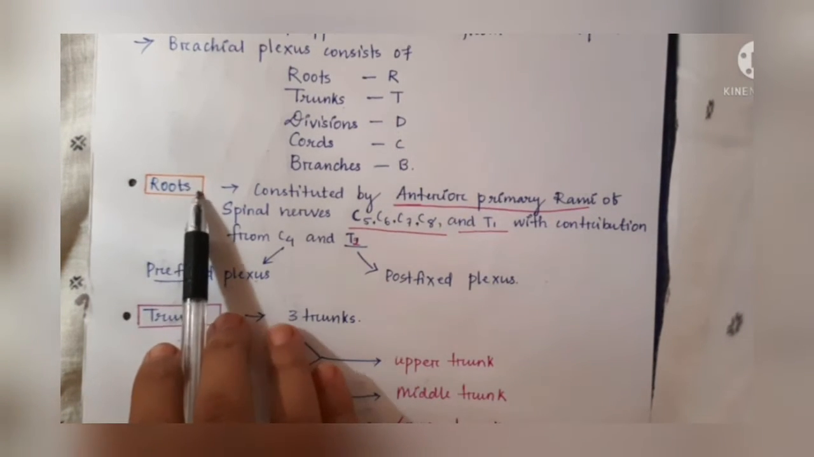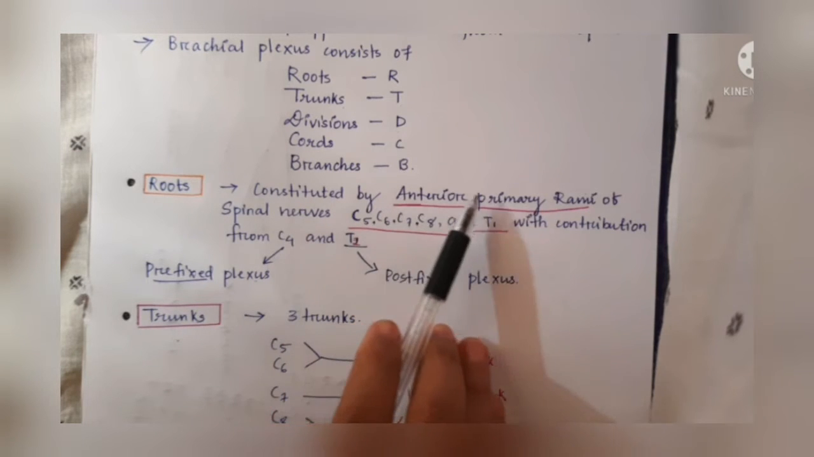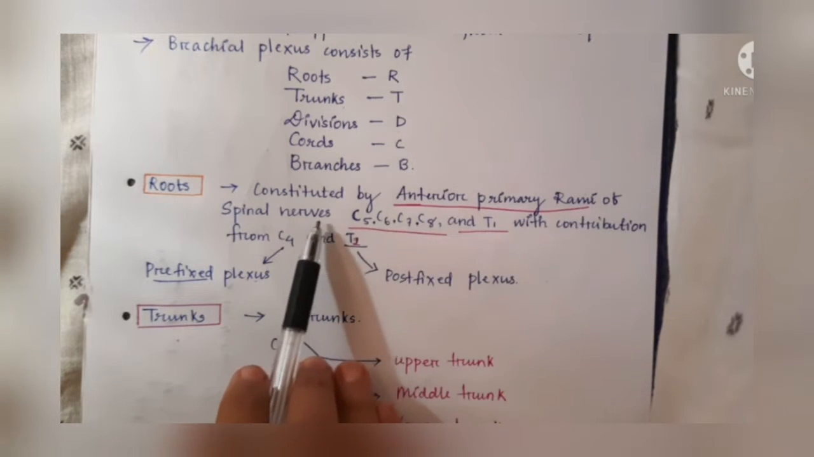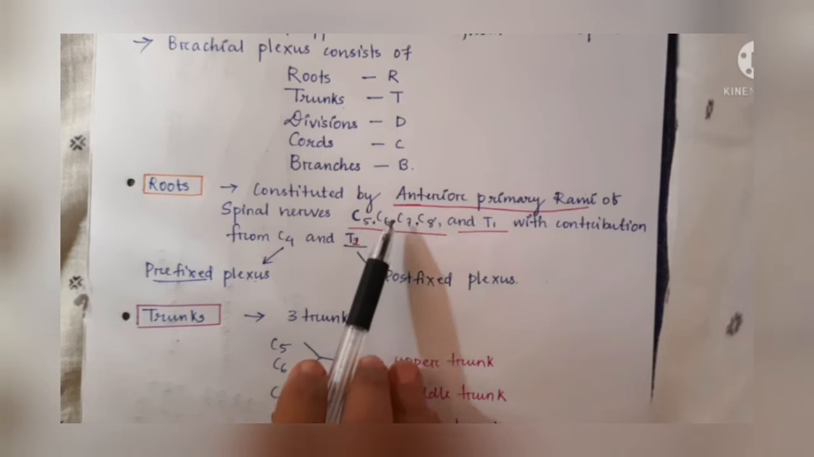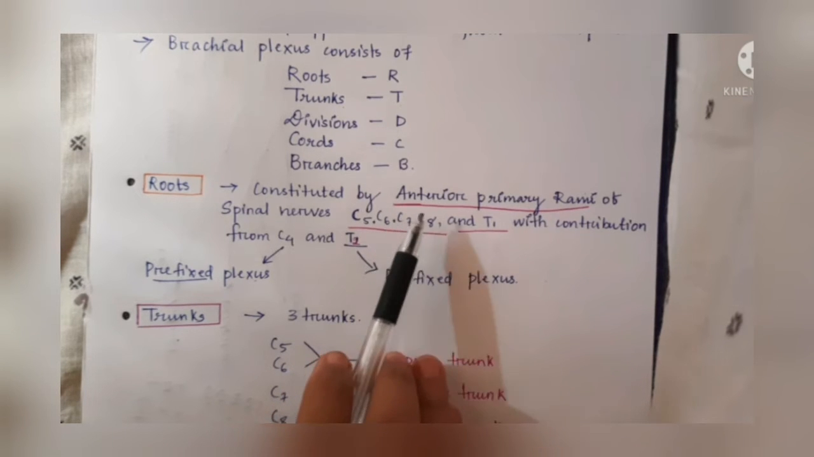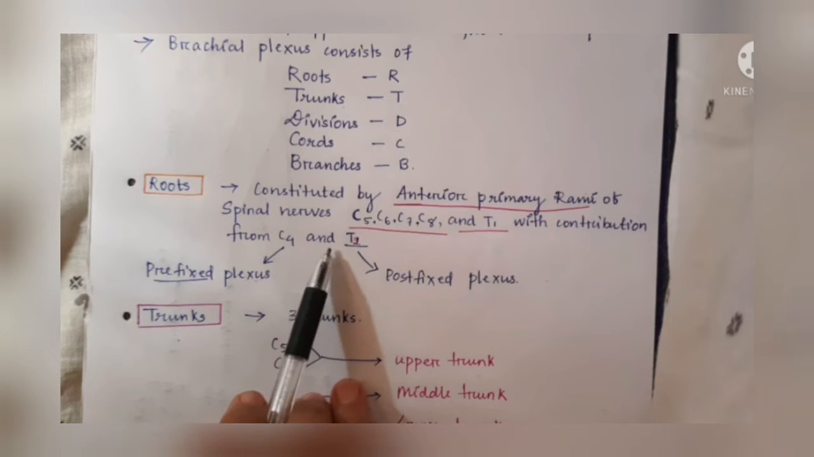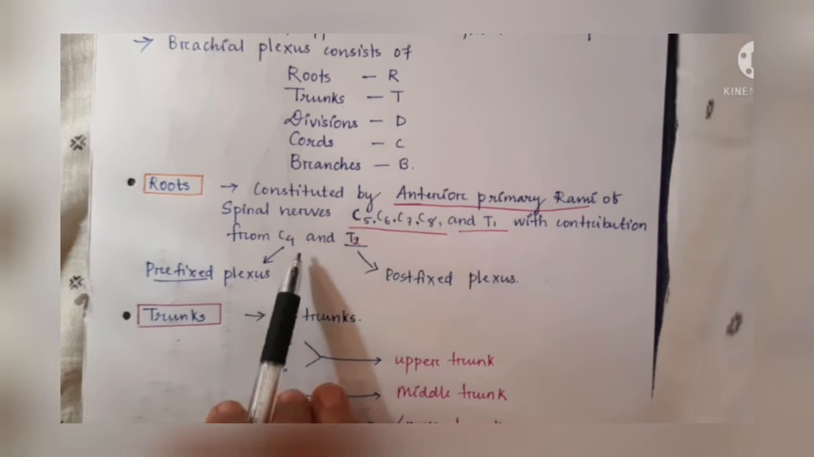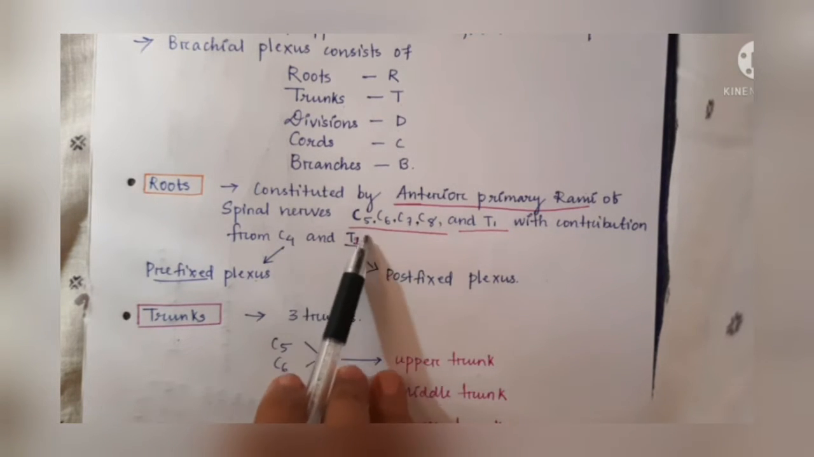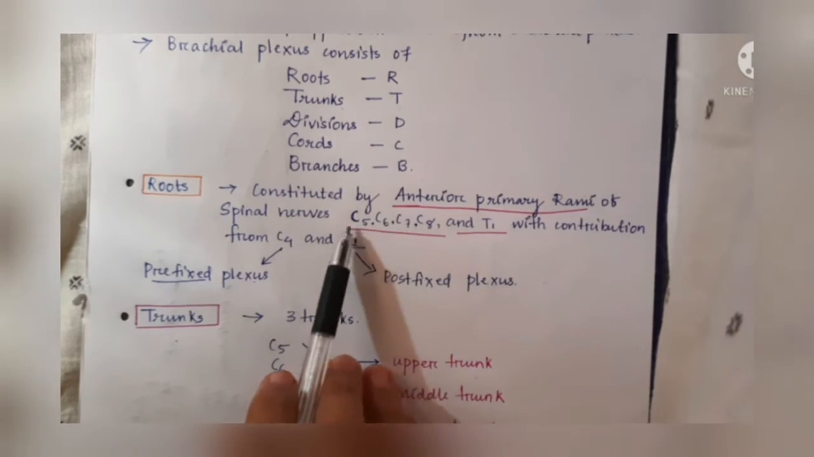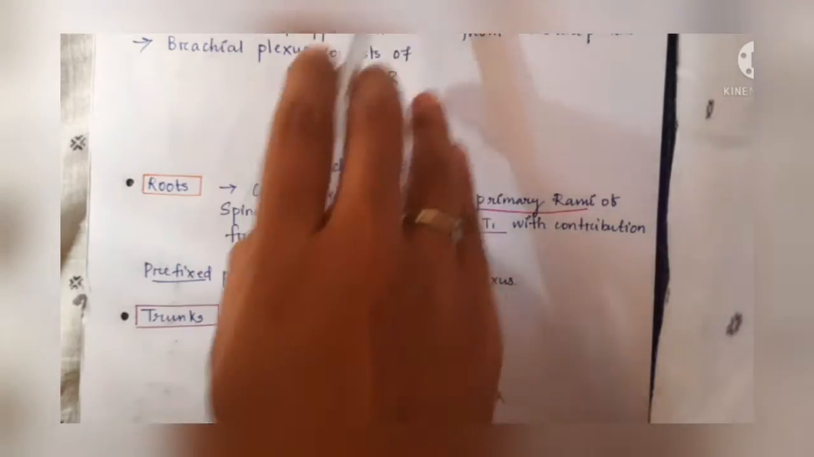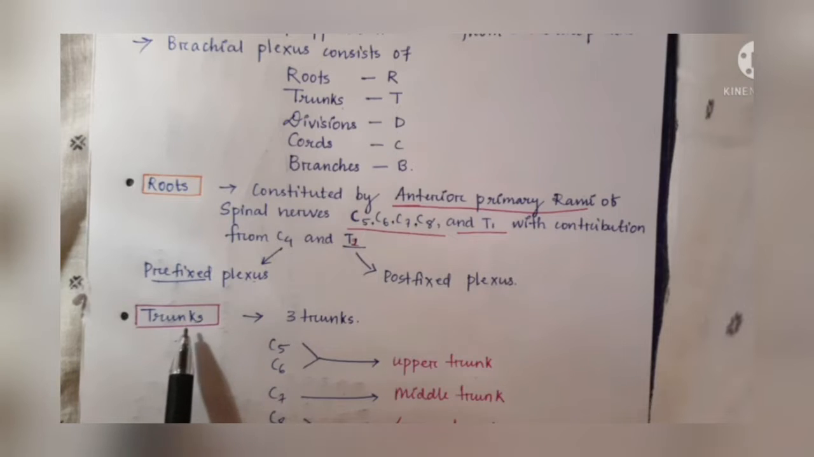The roots are constituted by anterior primary rami of spinal nerves C5, C6, C7, C8 and T1 with the contribution from C4 and T2. C4 and T2 also constitute the brachial plexus. So then let's see trunks.